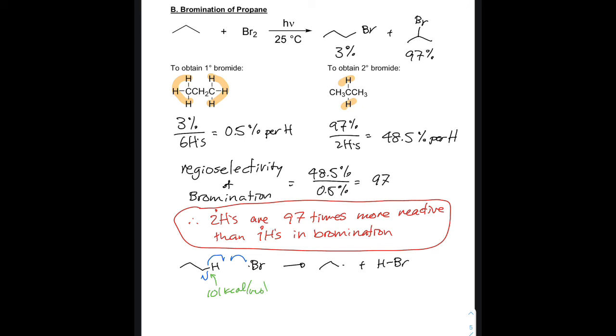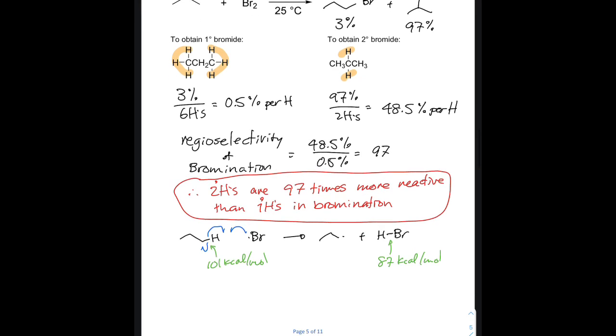And then when you think about the HBr bond, now that's a new, different bond than what we had earlier, and that is worth about 87 kilocal per mole. It's a weaker bond. That's why HBr is a stronger acid too, by the way. Which means the delta H of the reaction is 101 minus 87, so like 14 kilocal per mole, meaning this is very endothermic.